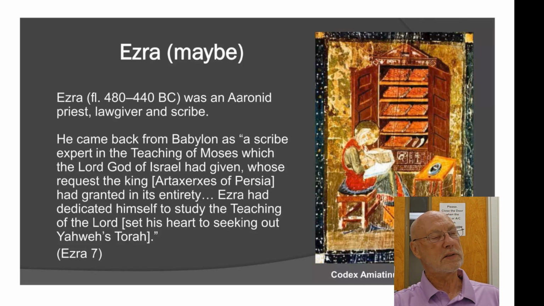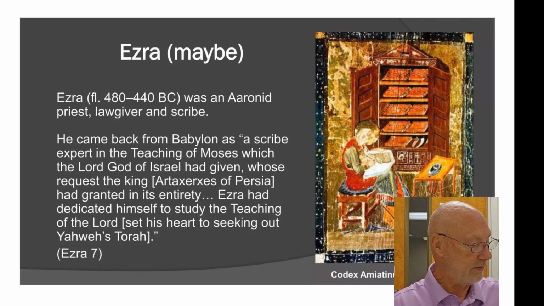So think about this now. Ezra was a priest. He was a lawgiver and a scribe. In other words, he was a student of the scriptures. He had access to the documents. He brought them back with him. And the Bible is pretty explicit about the documents that interested him. Go to Ezra chapter 7. Ezra 7, verse 1.